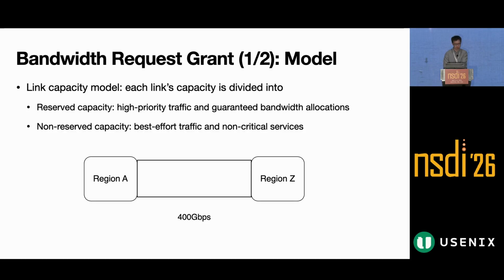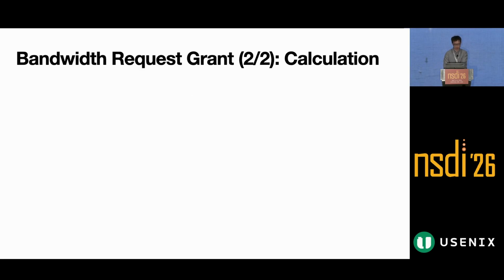For example, consider a scenario where 100G links connect region A and region Z, providing a total capacity of 400G. To maintain resilience, 60% of the total capacity is reserved, and the remaining 160G is classified as non-reserved capacity. When users want a guaranteed bandwidth, it is always reserved from the reserved capacity pool. Net-P4ct's objective is to maximize overall network throughput while having this constraint.